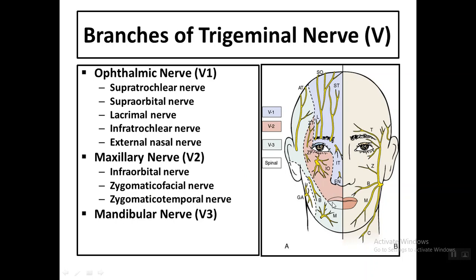The lower part of the face is supplied by the mandibular nerve, which is V3. Branches of the mandibular nerve are the mental nerve, supplying the chin and the lower lip, and the buccal nerve supplying the area on the cheek.